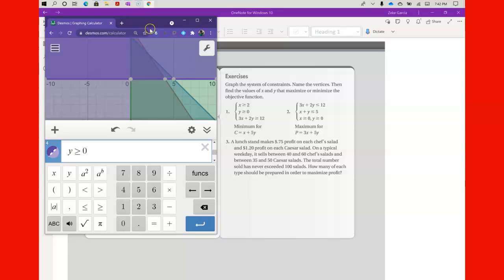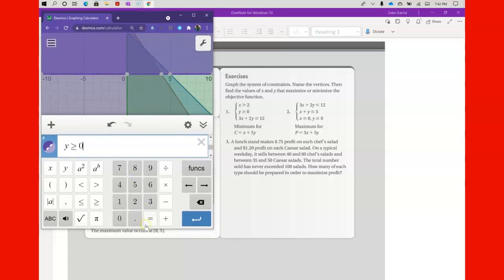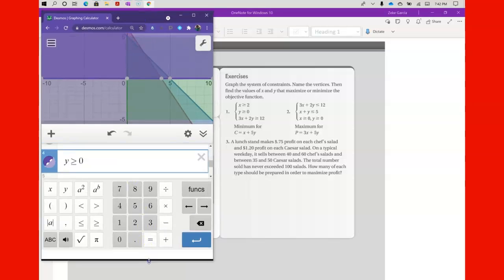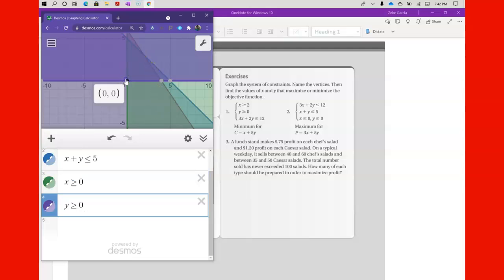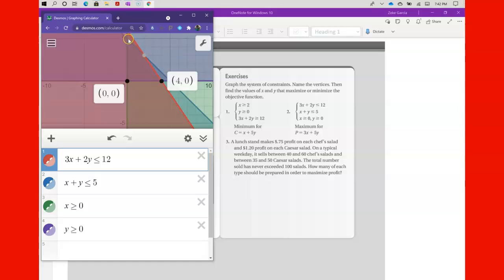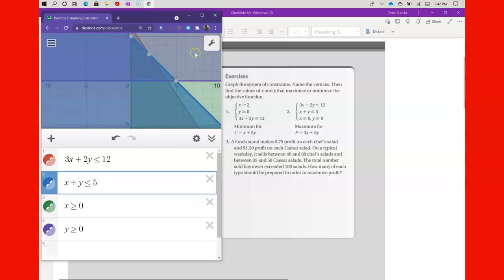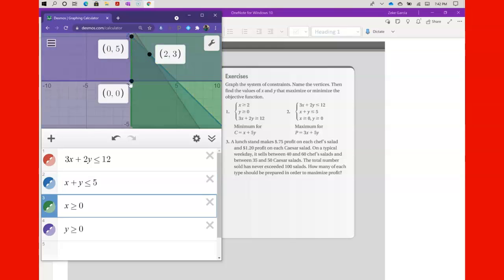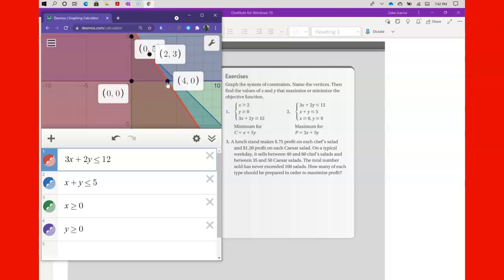And you notice I'm going to go ahead and make it larger. You have this point, you have this point, and this point as your vertices. So I'll try to make it larger so you can see it. So that's (2, 3), (0, 5), (0, 0), and (4, 0).